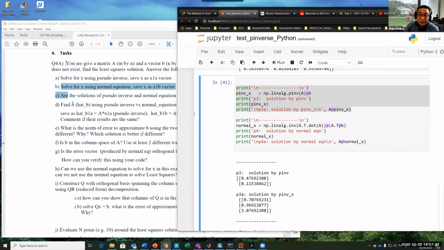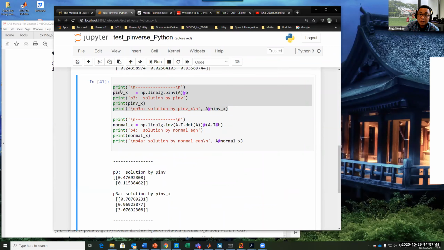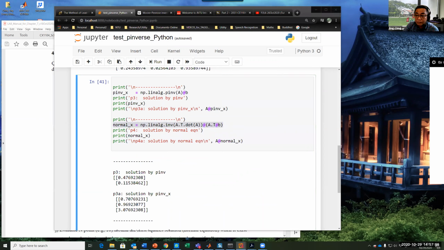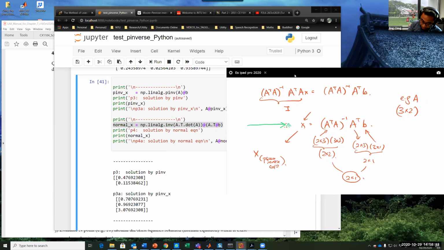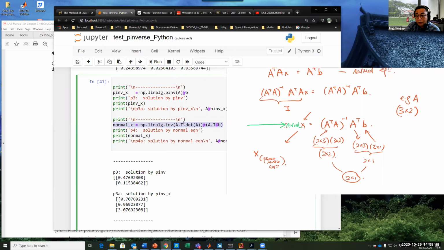You don't need to copy, guys, because I've just dumped this test pseudo inverse Python in the adventure. This line of code, let me change the color to green. See, normal X, I call it normal X, equals, and you can see A transpose here, dotting with A. So it's A transpose multiplying by A, take the inverse of this matrix, multiply by A transpose B. So you realize that actually writing Python is not so difficult. Writing MATLAB is even easier. Let me show you the MATLAB solution.